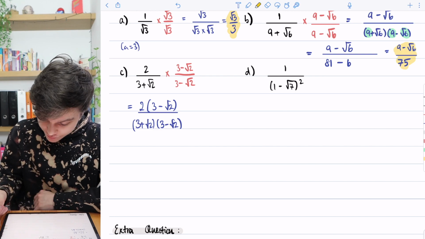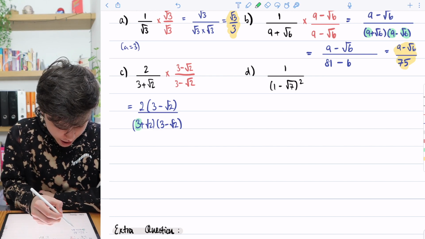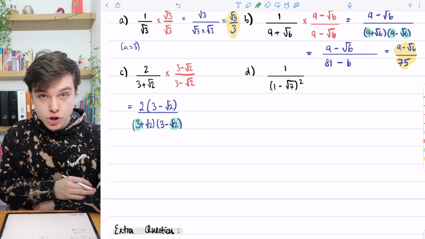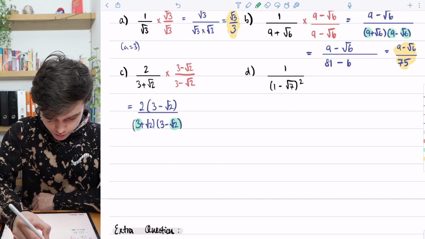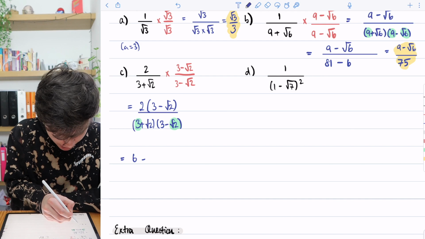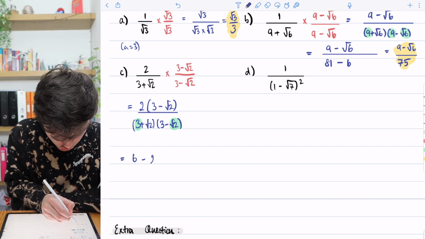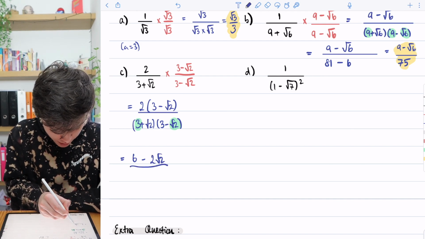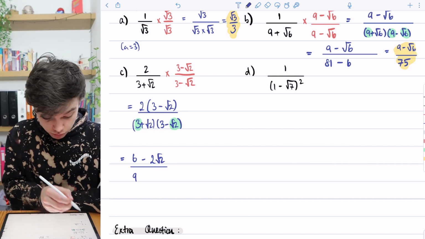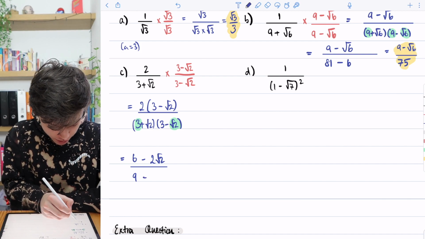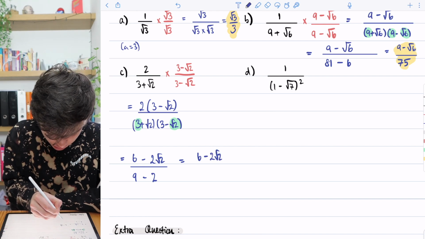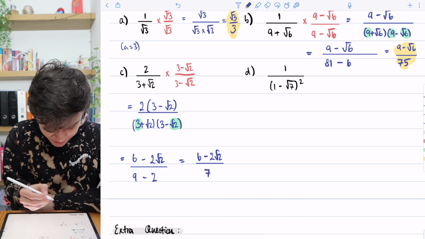So I'm just going to have, and we'll do this in green, 3 squared minus, because it's a minus here, because it's the difference of 2 squares, minus root 2 squared, which is just 2. So let's carry on. So we're going to have 6 minus, and I'm going to have 2 times root 2, which is just 2 root 2, divided by 3 times 3, which is 9, and root 2 squared, which is 2, so minus 2. And that will give me 6 minus 2 root 2 all over 7.